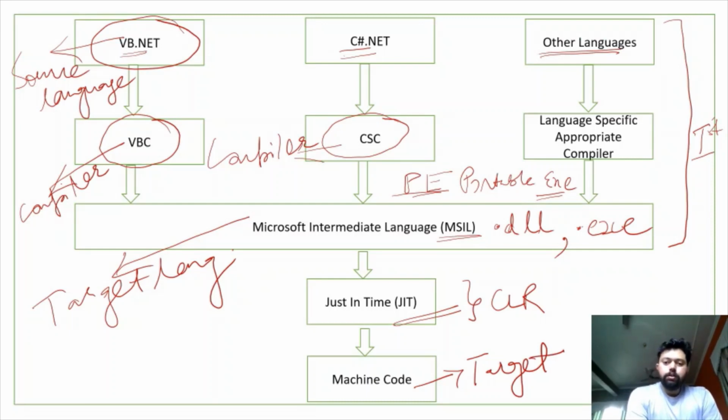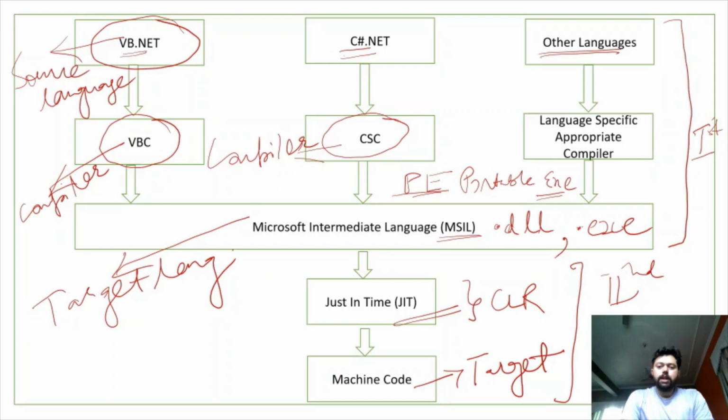I'll repeat again that in two phases of compilation, this is the second phase of compilation. In the second phase, the MSIL, the portable executable, will be treated as a source language, and the machine code will be treated as a target language. So this is the process of compilation of your program.